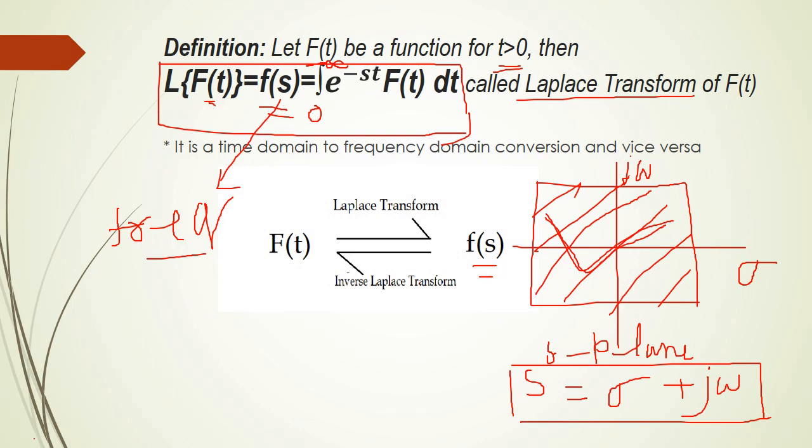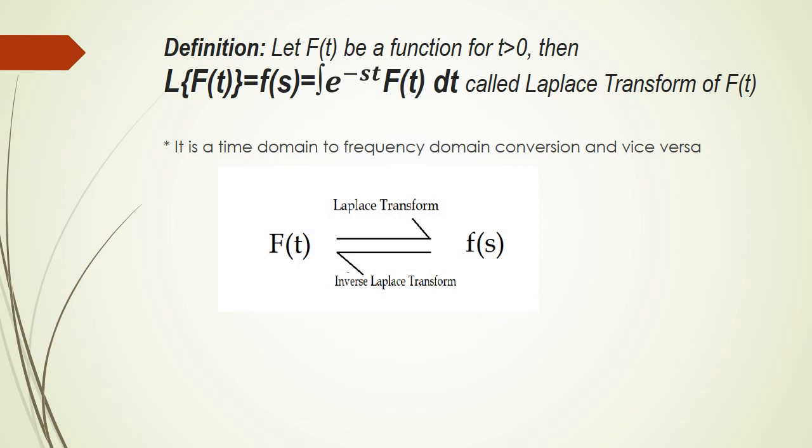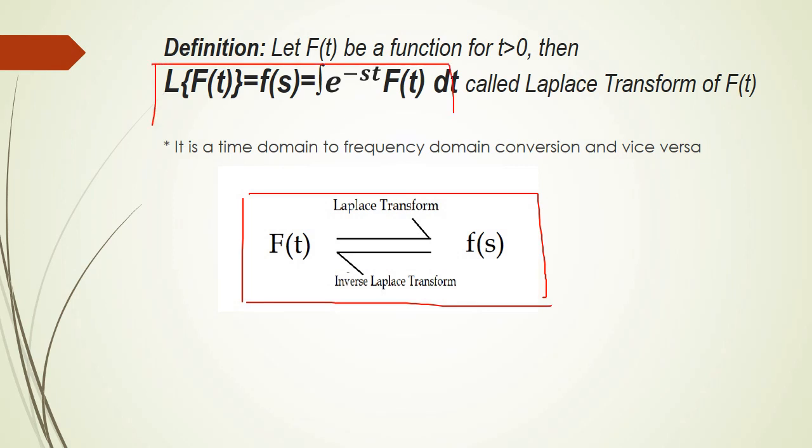So we can say that this f of t to f of s transformation is simply a time domain to frequency domain conversion. In the reverse way, using the inverse Laplace transform, we can get back the time dependent function from this frequency dependent function. So this is the utility of Laplace transform that we have obtained from this definition.